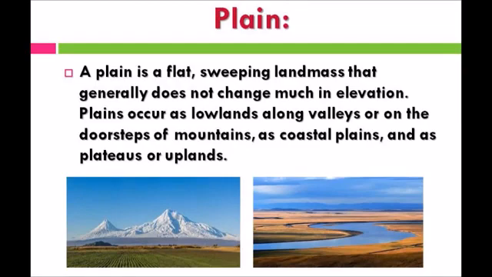Okay students, our first topic is plain. A plain is a flat, sweeping landmass that generally doesn't change much in elevation. Plains occur as lowlands along valleys or on the broad steps of the mountains, as coastal plains and as plateaus or uplands.